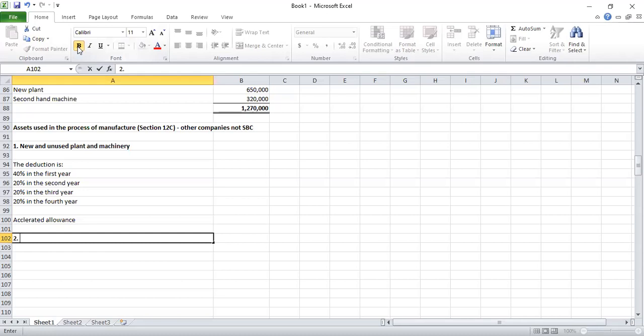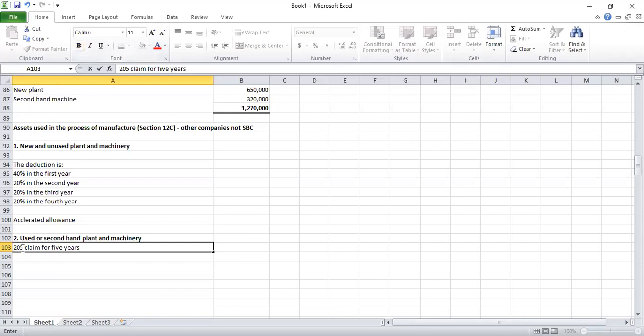Then there is a different used or second-hand plant and machinery. So if you buy used or second-hand plant and machinery, 20% claim for 5 years. You will not qualify for the 40% in the first year. So you only have 20%. So I want you to see that there's a distinction in terms of this allowance, whether the asset was bought second-hand or you bought it new.